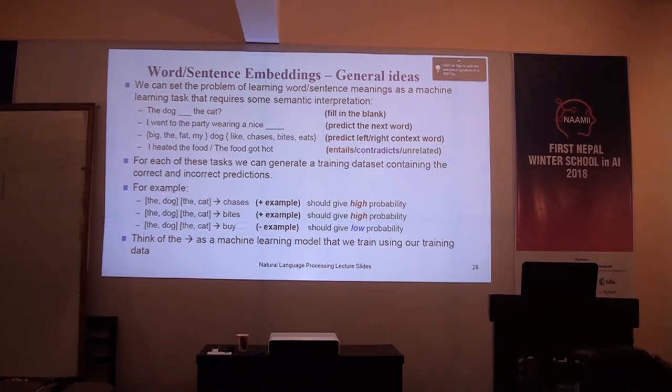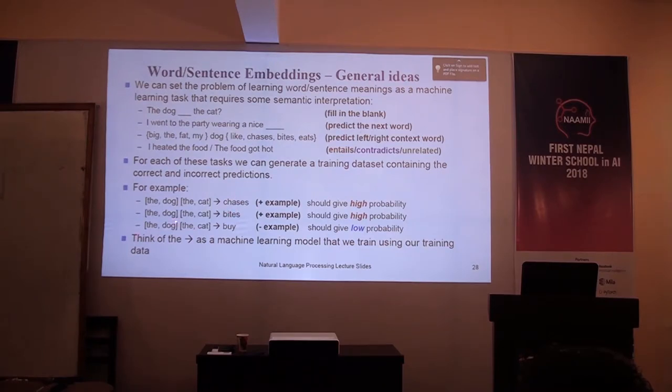So we would expect that, for an example like the dog chases the cat, where you have the left context and the right context, and the output is chases, this should give high probability, right? And if you find bites in the corpus, it should also give some probability, okay? And if there are multiple sentences containing chases, you would expect much higher probability for chases. And if you have only a small number of examples with bites, you would expect a smaller probability, right?